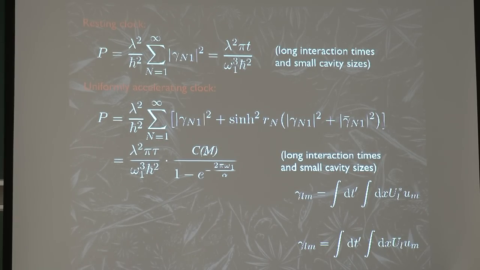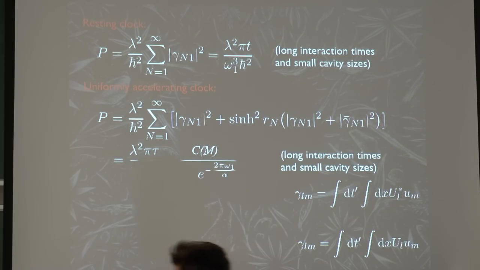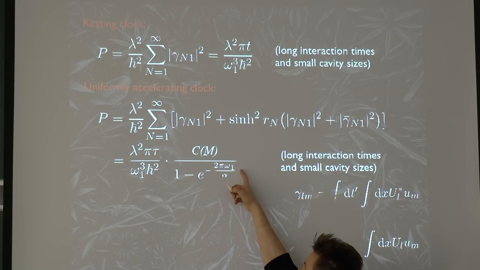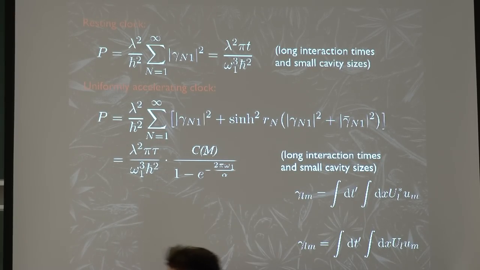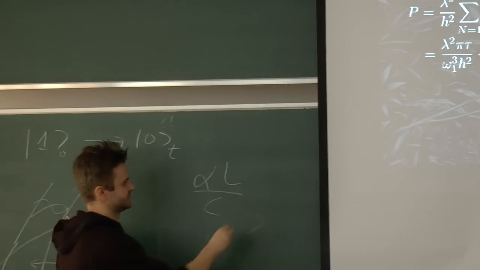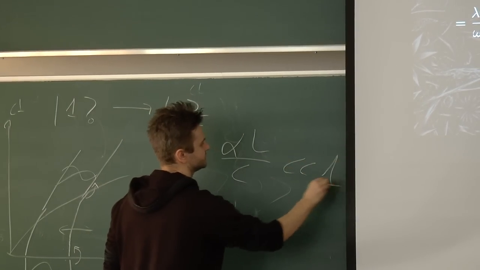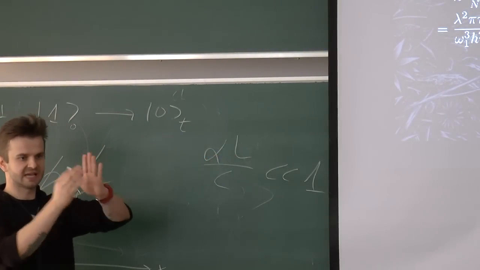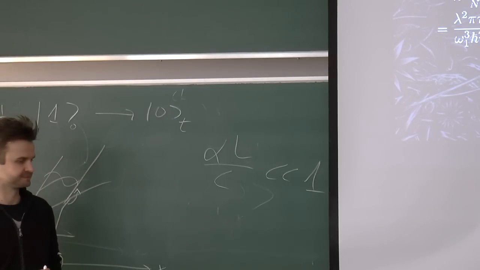What is small here? In what units is this model? The characteristic quantities are the length of the cavity and the acceleration. So alpha times L over c has to be small. Then you don't see anything. L is the length of the box, the size of the particle's cavity. This is not dimensional. This is dimensional.